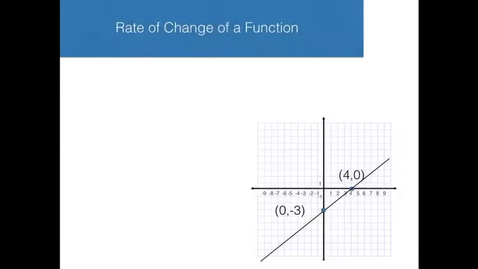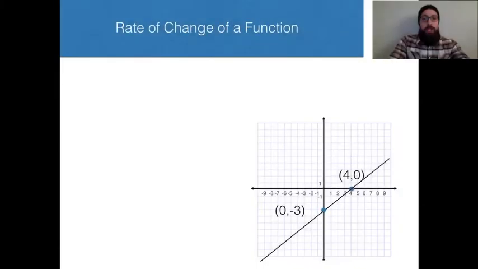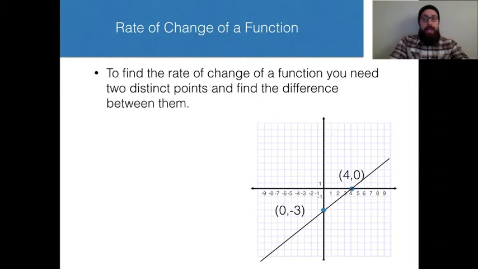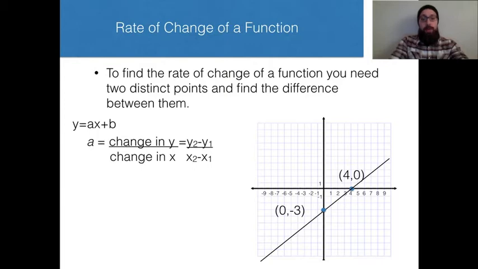So to find the rate of change of a function, you need two distinct points and find the difference between them. So we're going to use our rule y is equal to ax plus b again, and we're going to do the change in y over the change in x, except now we're going to be more specific. When we say the change in y over the change in x, what we mean is y2 minus y1 over x2 minus x1. And all that means is that we're picking two y coordinates and two x coordinates and subtracting them, all right?